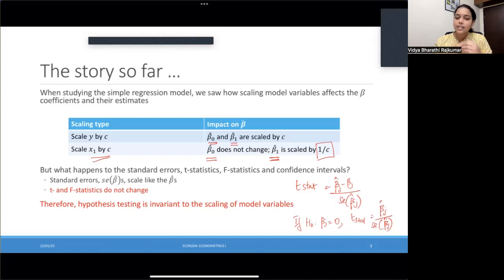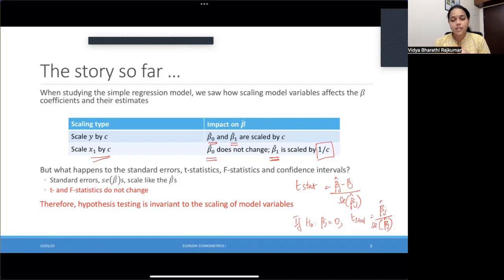Now, what happens when you rescale a regressor x1 by c? It turns out nothing happens to your intercept. Beta naught hat doesn't change, but the slope coefficient associated with that regressor, which is beta 1 hat in this case, is going to be rescaled by the reciprocal of the constant, meaning beta 1 hat is now going to be multiplied by 1 over c. This is the change that you'll see in the regression table. So the table now summarizes how the coefficients change.